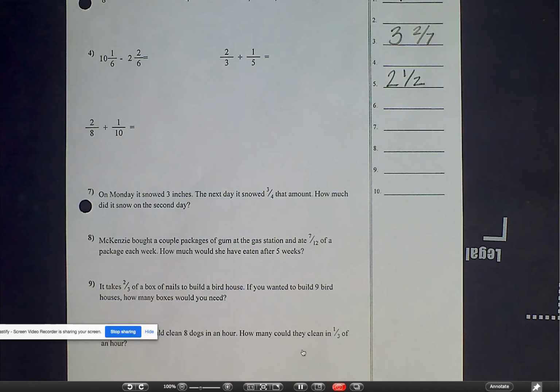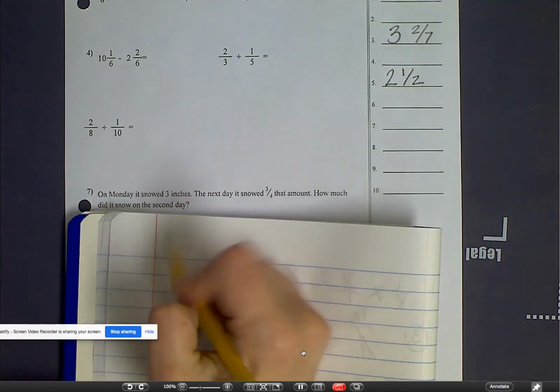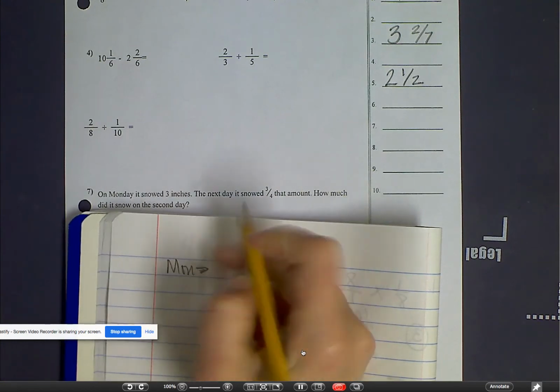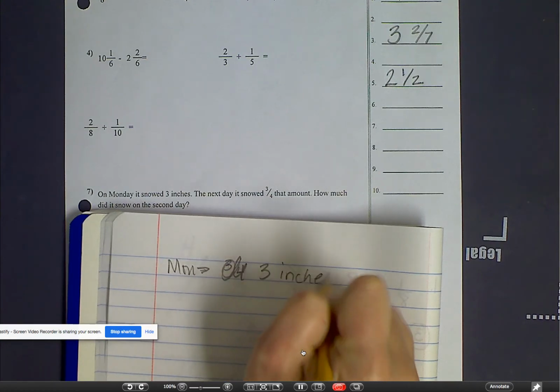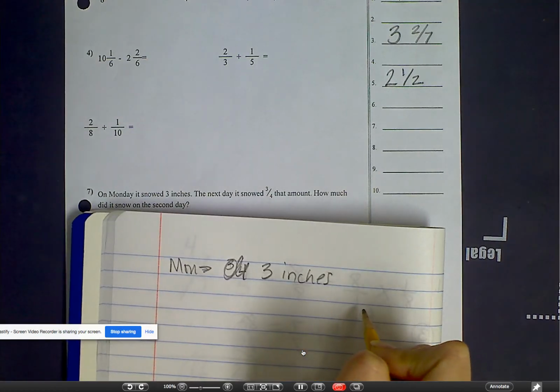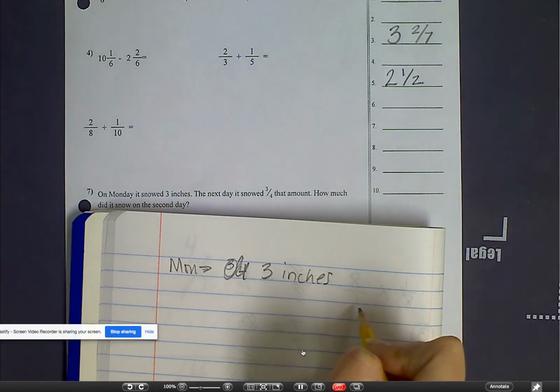All right. Number 7. On Monday, it snowed 3 inches. The next day it snowed 3/4 that amount. How much snow did it snow on the second day? Okay, so on Monday, it snowed 3 inches. That's what we know. And the next day, it snowed 3/4 that amount. How much did it snow on the second day?